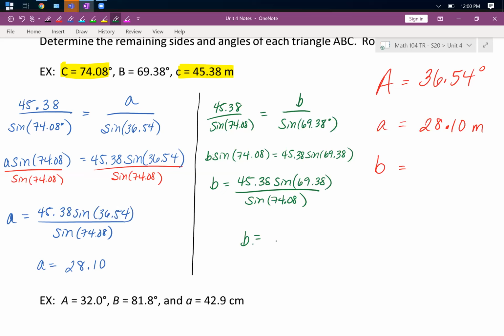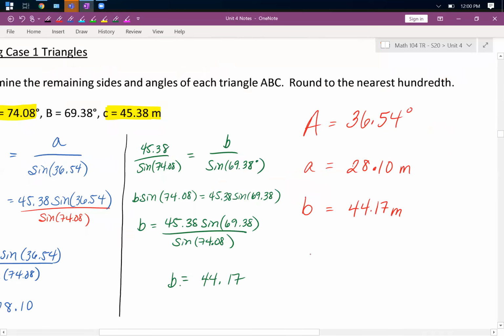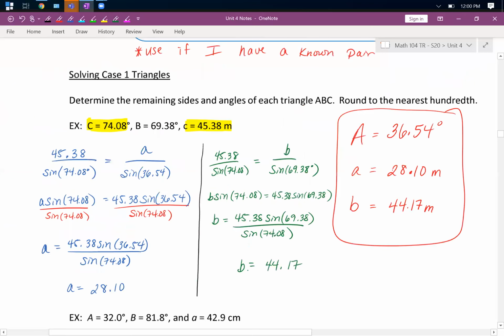I got 44.17. All right. Anybody else get that answer? Same. Great. And don't forget our units of meters. So there we go. Questions at all?